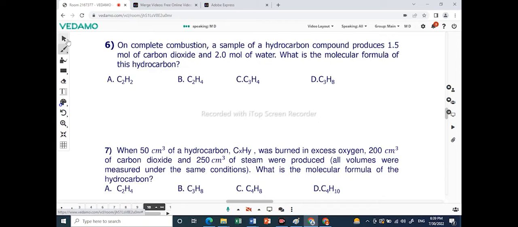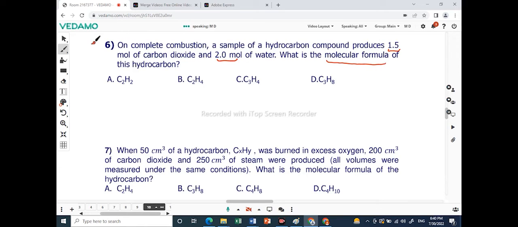Now, question number 6 and question number 7 are so important since we're going through the idea of carbon dioxide and water molecule presented by burning, but this time we're going to deal with it inside paper 1 multiple choice questions. So on complete combustion, a sample of a hydrocarbon compound produces 1.5 mole of carbon dioxide and 2 mole of water. What's the molecular formula of this hydrocarbon?